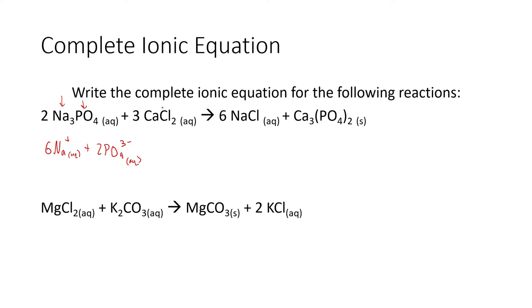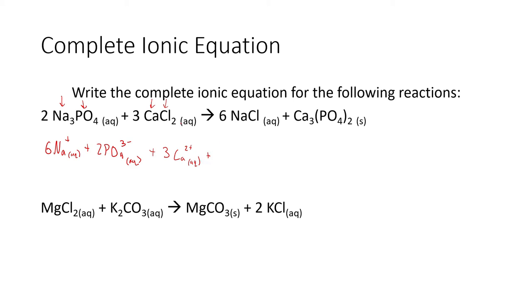Then over here, we've got calcium as our metal, and we've got chlorine as our non-metal. So this is going to be 3 Ca, and these are each 2+. We get that from the periodic table as well.